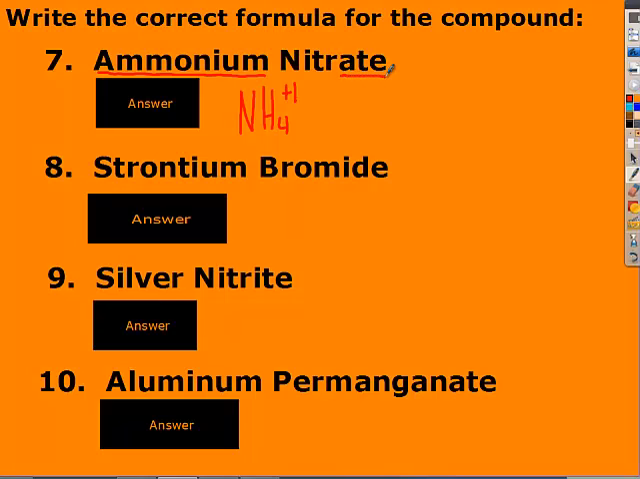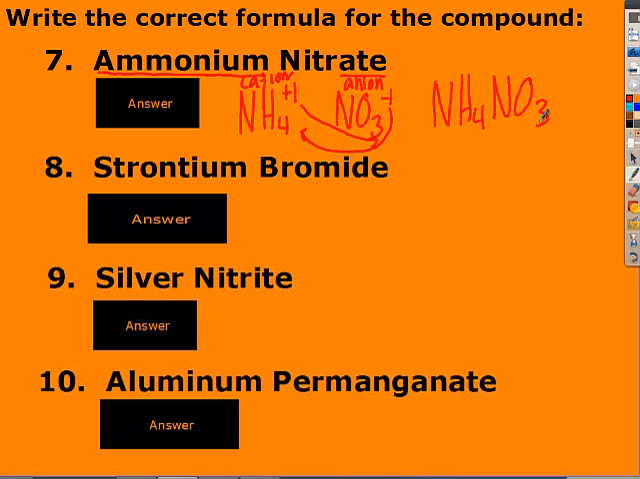Nitrate, here goes that word ate. I have another polyatomic ion. So I look still in the same part, go all the way down to nitrate, and that is going to be NO3 negative 1. Sorry, this is my cation, and this is my anion. Now I need to cross my charges, so the one will go here, the one will go here. Since they're both ones, I don't need parentheses. So it's just going to be NH4NO3. No need to combine, just leave it the way it is. That's the answer.